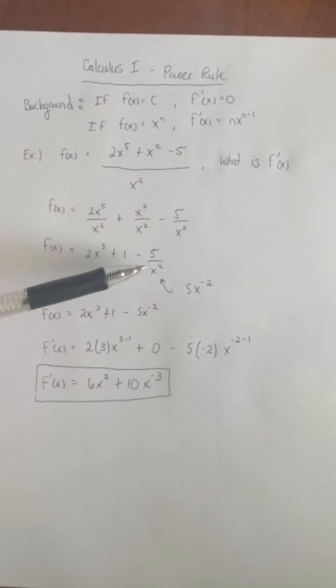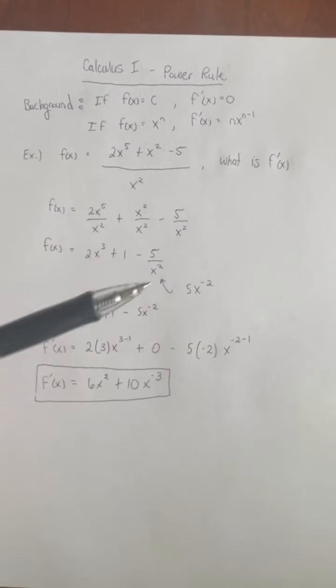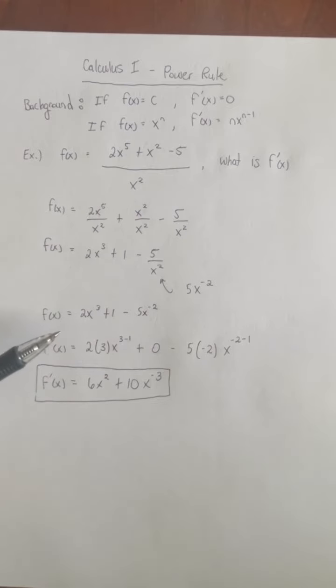So we know that 5 over x squared can be rewritten as 5x to the negative second power. And so here we have our function in a more simplified form where we have f of x is equal to 2x cubed plus 1 minus 5x to the negative 2. And so we can go ahead and apply our power rule here to take the derivative.